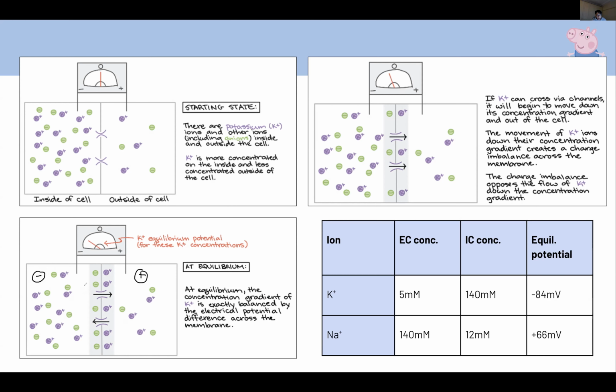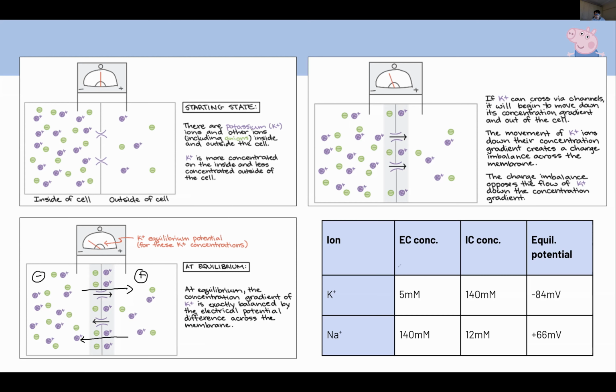So we have a chemical force that is driving it in this direction, but an electrical force that is counteracting that and driving potassium ions in the other direction. And so when these two forces balance each other out, we're at equilibrium. And the membrane potential, when we are at this equilibrium, is what we call the equilibrium potential. So as you can see, due to a selectively permeable membrane and also the differences in concentration, we have a charge difference across the membrane.